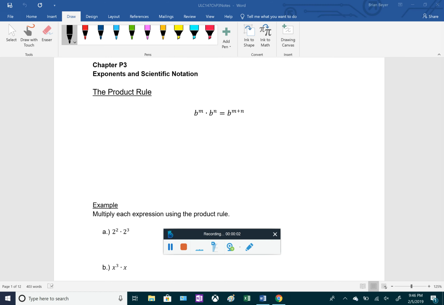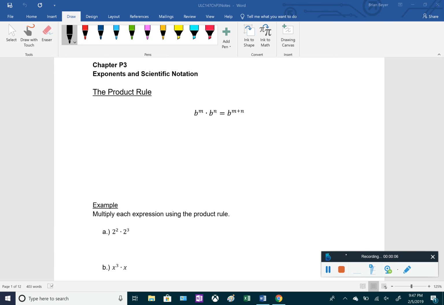In Chapter 3, we'll be working with the rules for exponents, and then we'll also get into scientific notation. So starting with the product rule. The product rule for exponents is as follows: b to the m, so base b to the mth power, times the same base to the nth power, means we can combine them into one base by adding the exponents.